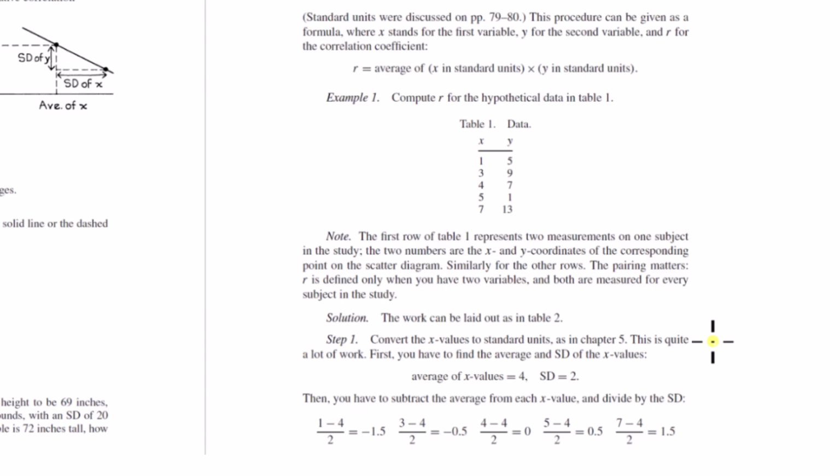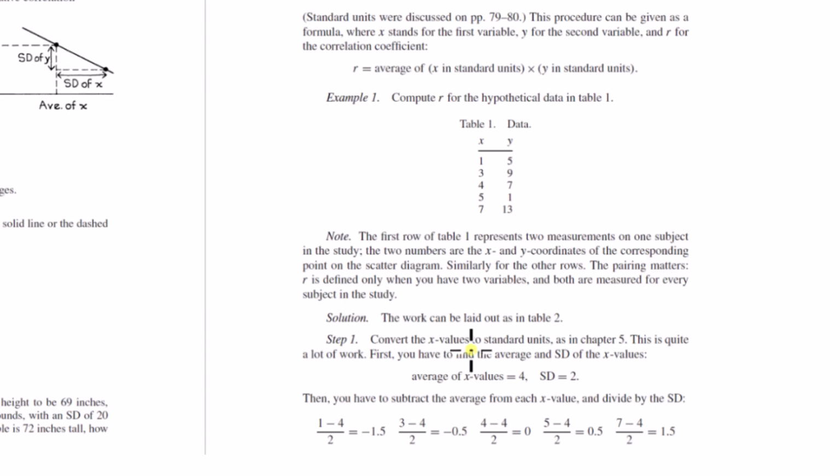They're just mentioning here that the pairing matters. When it comes to relations between variables, the pairing absolutely matters, right? If this was father's height and son's height, you can't just randomly mix these up. The correlation coefficient is going to be incorrect if you start multiplying x's and y's in standard units that aren't paired.